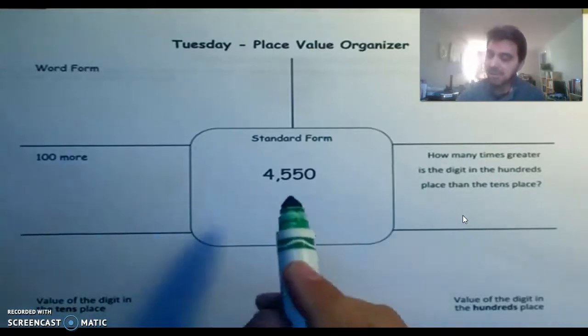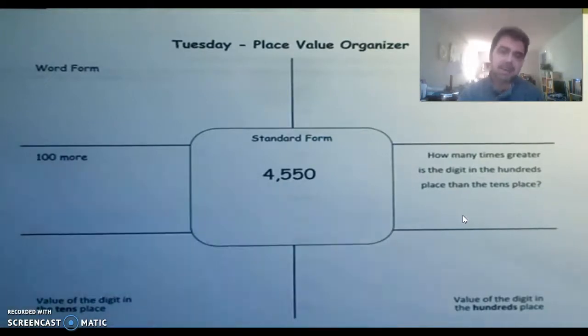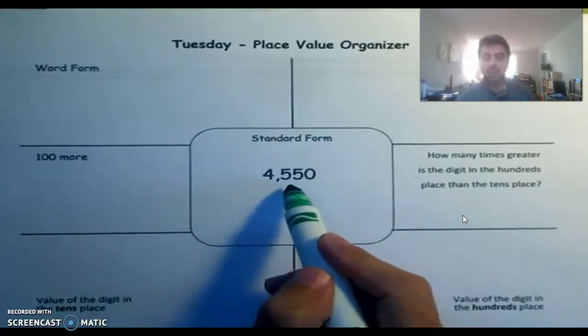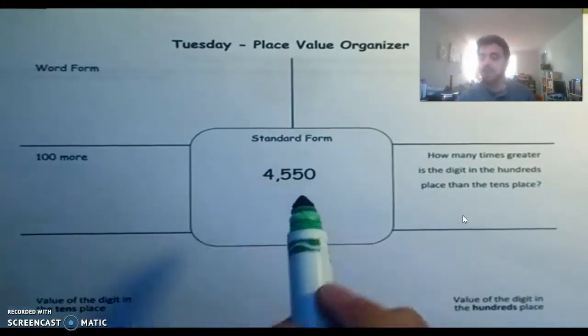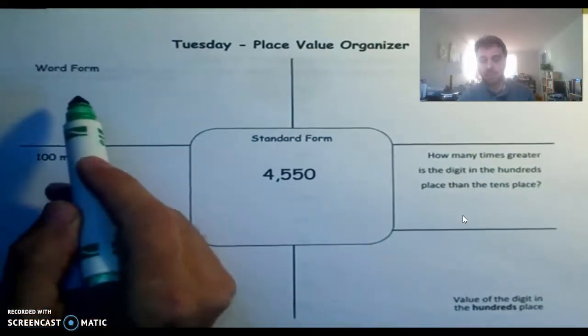So our number this time is right here. How would you read that number? Read that number to yourself right now. Did you say 4,550? All right, excellent job. So you would write that in word form here, okay?